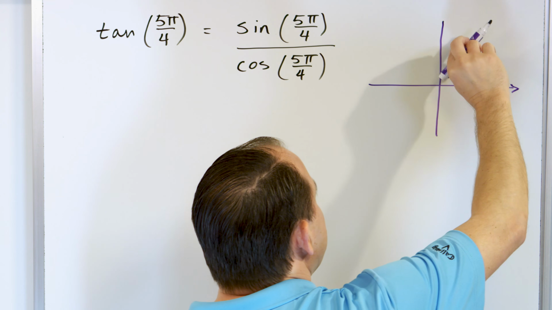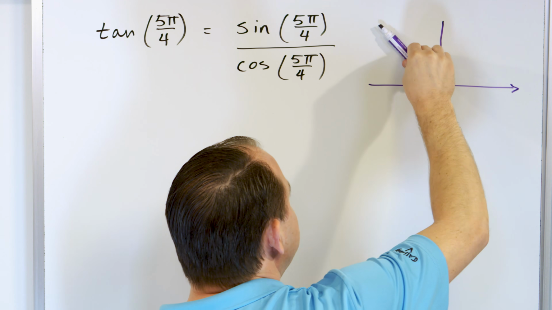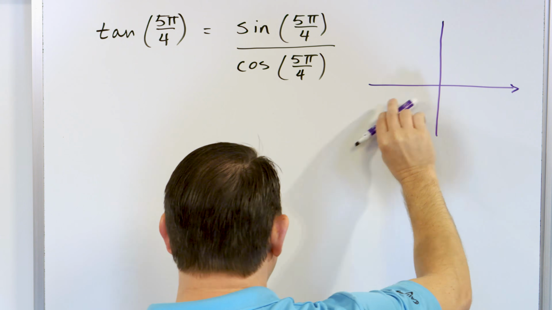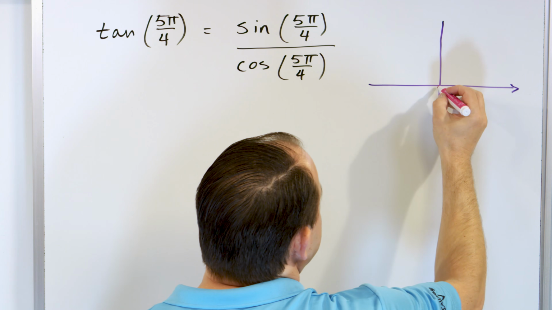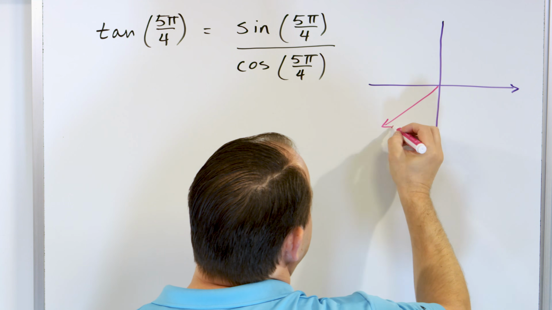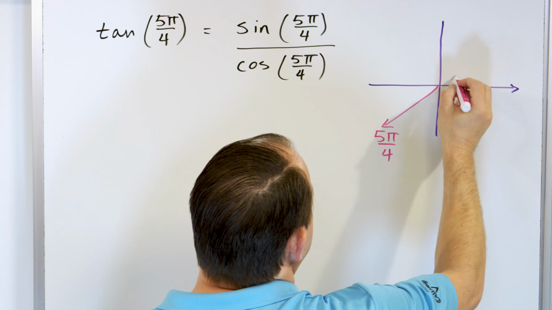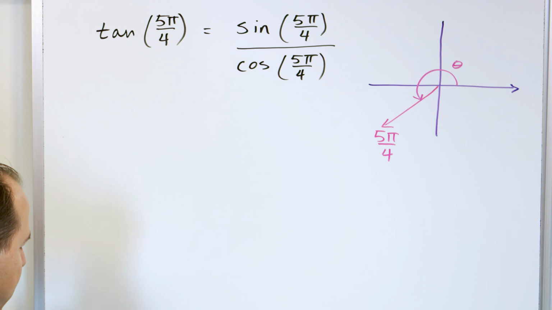Here's 0. Here's pi over 4, 1 pi over 4, 2 pi over 4s, 3 pi over 4s, 4 pi over 4s, 5 pi over 4s. So 5 pi over 4 is going to be at this 45-degree angle between these two axes right here, 5 pi over 4. It's a positive angle, so it's measured like this. That's the angle, 5 pi over 4.